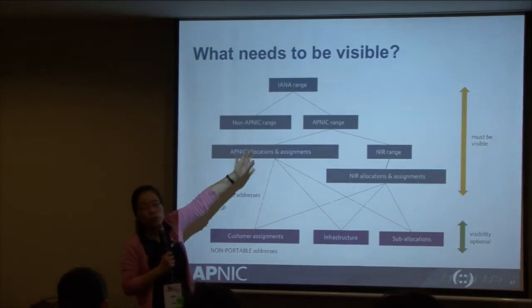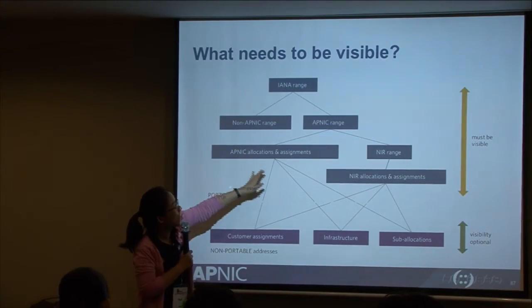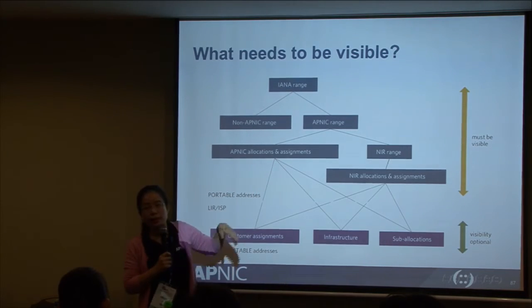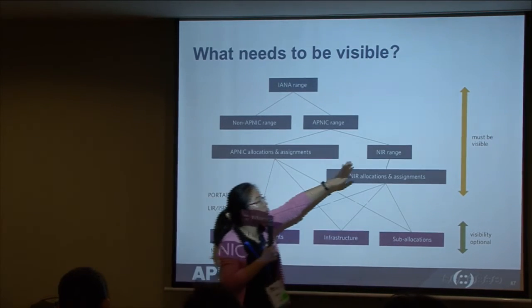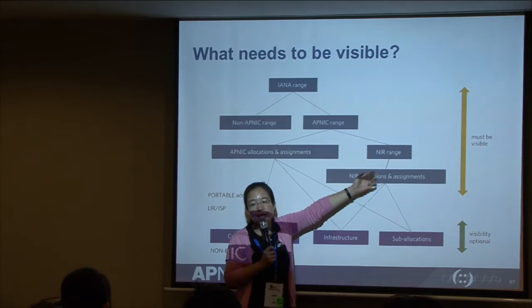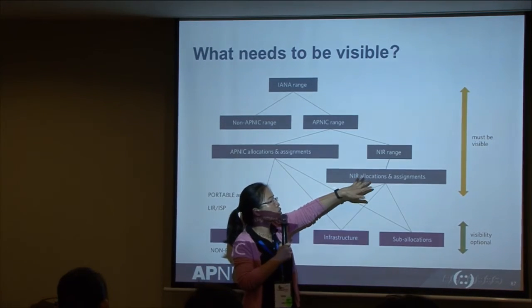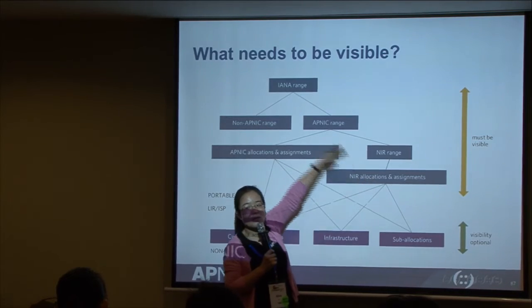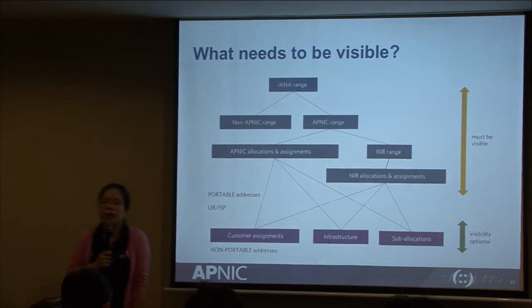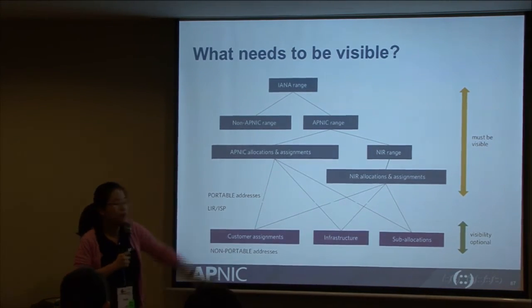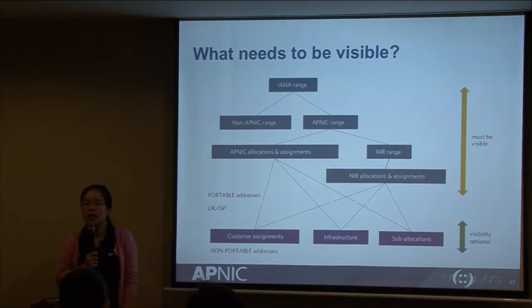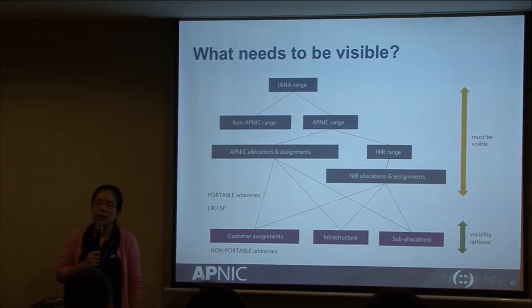From IANA to APNIC, from APNIC directly to our members, and then maybe to NIRs, to VNNIC and to CNNIC, and then from VNNIC and CNNIC to their members. All these should be published. But for the further assignments and allocations, they can be private or public. This is up to different ISPs.